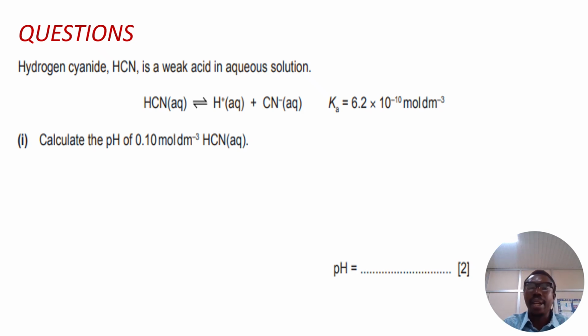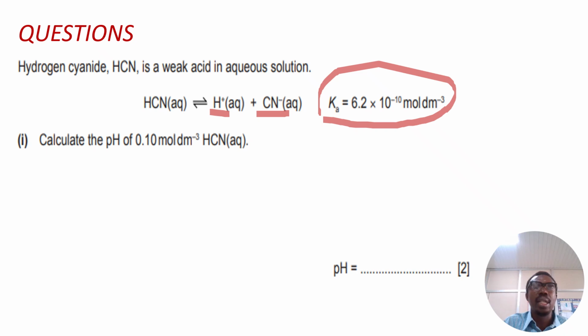Having considered the lecture, here is a typical A-level chemistry question based on what we've done. Hydrogen cyanide, HCN, is a weak acid in aqueous solution. It dissociates to give you hydrogen ion and the cyanide ion. The Ka is 6.02 times 10 raised to the power minus 10. You are now asked to calculate the pH of 0.10 mol per dm cubed hydrogen cyanide.